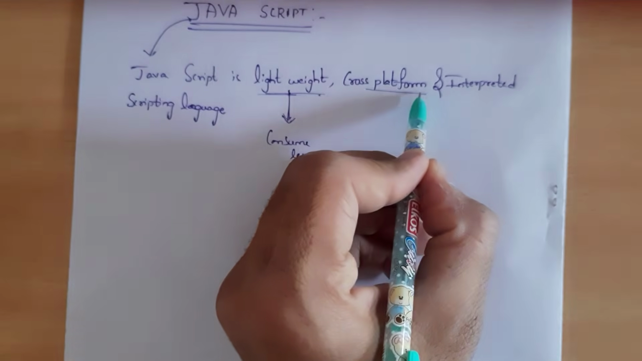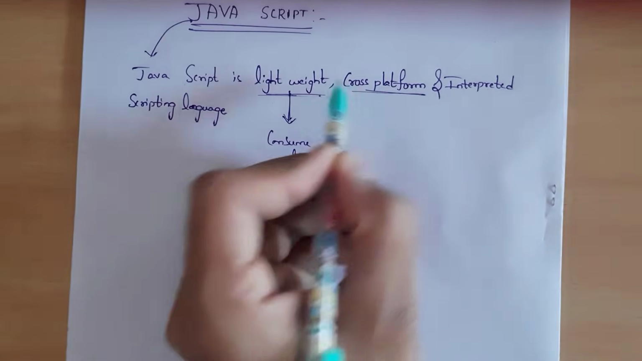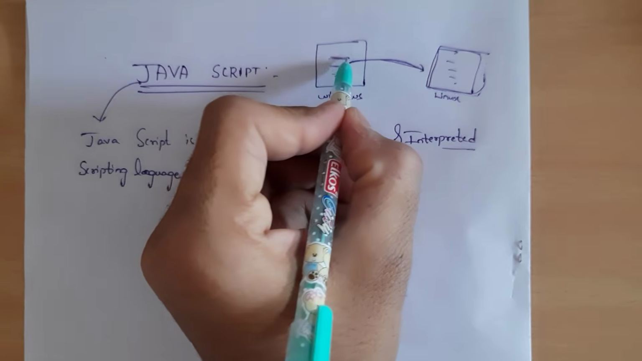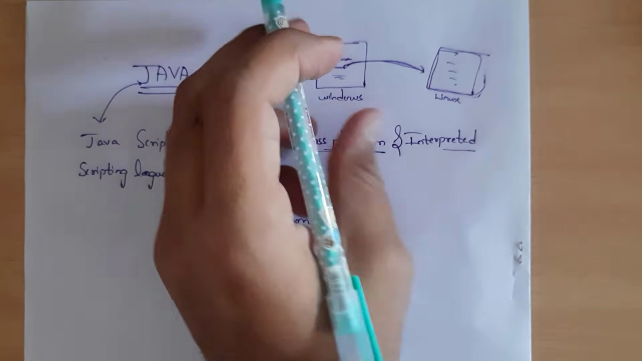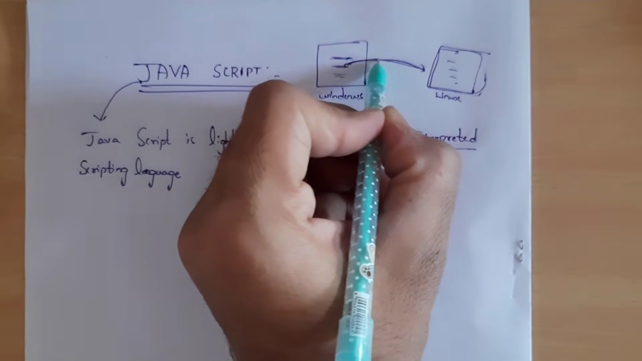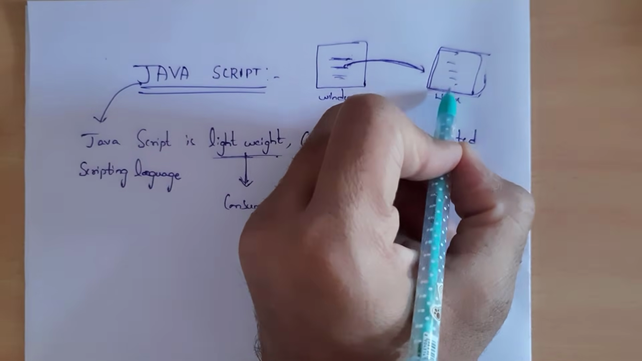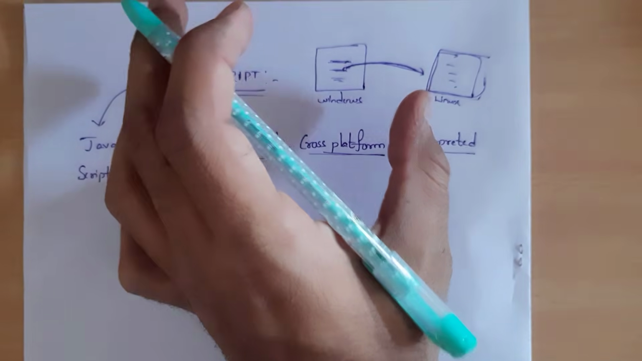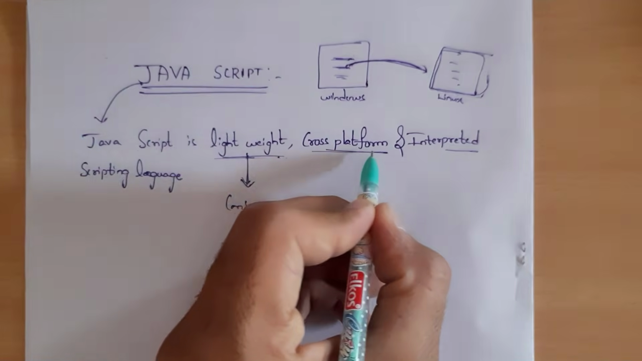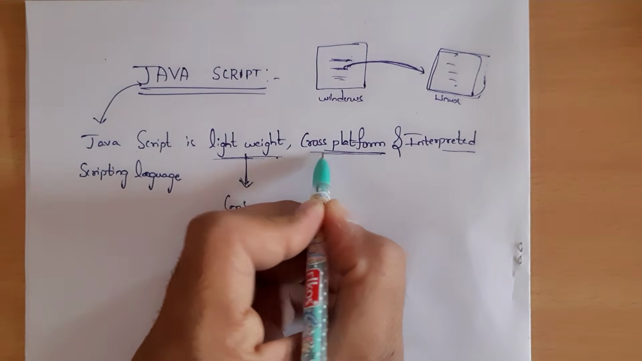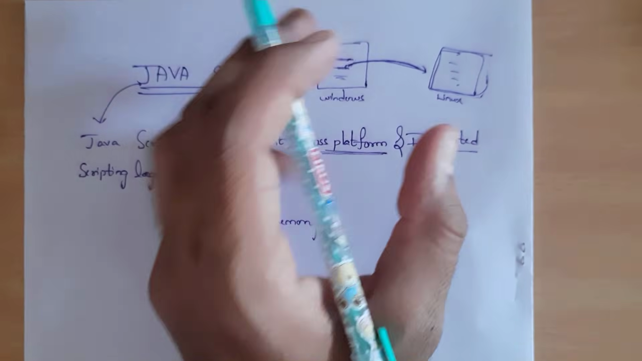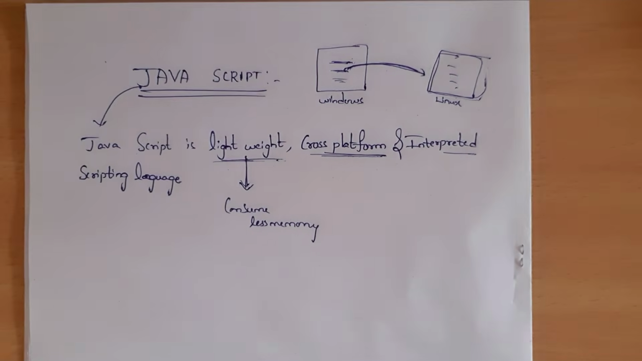And JavaScript is cross-platform. The meaning of cross-platform is, for example, I wrote a JavaScript program in a Windows system and I copied this program and executed the same program in Linux. Even then that program will work and output will get generated. The meaning of cross-platform is, even if we change platform, from Windows to Linux, that program will work.